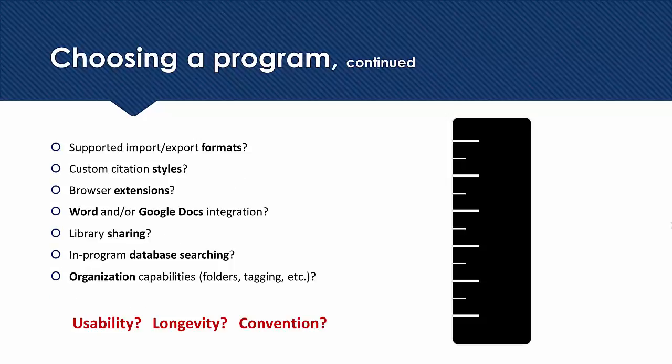A few additional things to consider. You want to make sure that the formats that you will be importing and exporting in are supported by the program, that the citation style you'll be using for your term paper, thesis, or dissertation is supported by the program, and that you're able to easily use any browser extensions that exist with these programs. There's finally a few other things to consider: integration with your word processor, easy sharing of your library, the ability to search databases within the program, and making sure that the program will allow you to organize your references and materials in a way that makes sense to you.